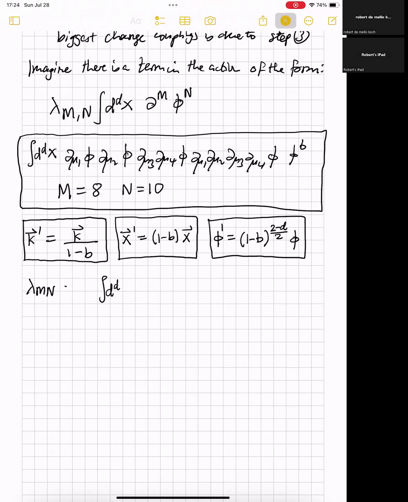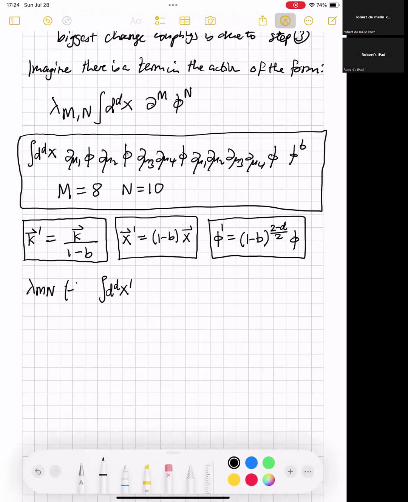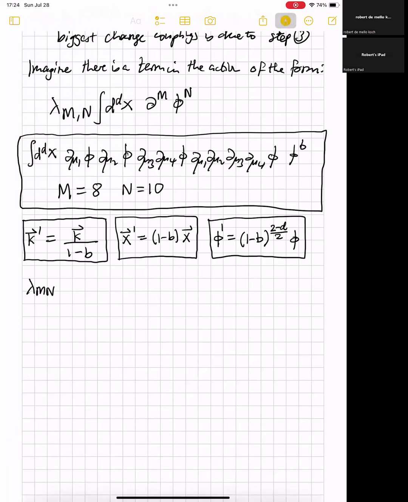I want to change it to an integral d^d x prime. So I'd calculate the Jacobian for this transformation, knowing how x and x prime are related. So lambda_mn, I will have an integral d^d x prime. There's a Jacobian sitting up front, and that Jacobian is given by (1 minus b) to the power of minus d. Okay, so very straightforward to calculate the Jacobian.